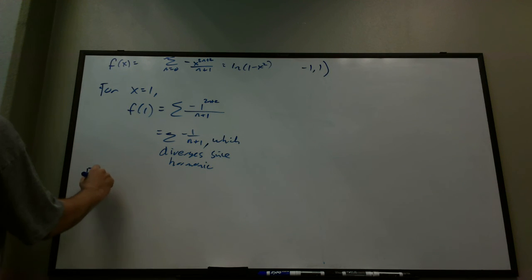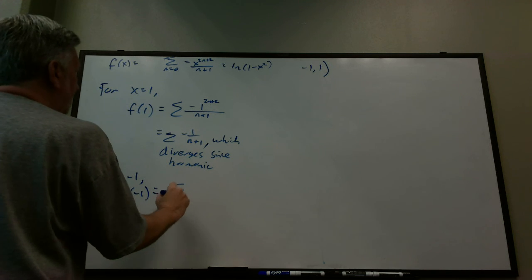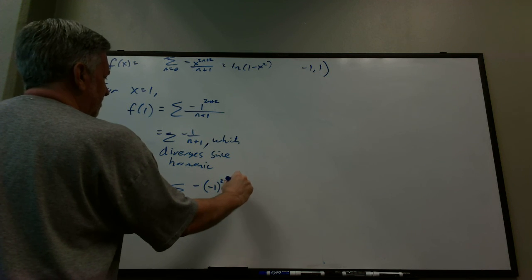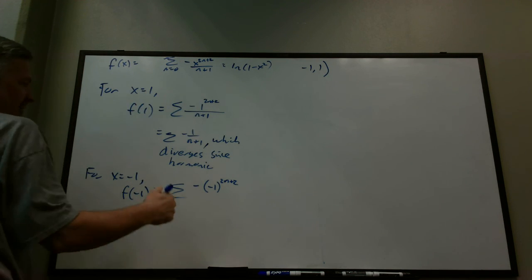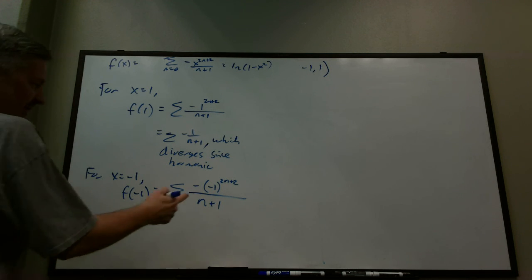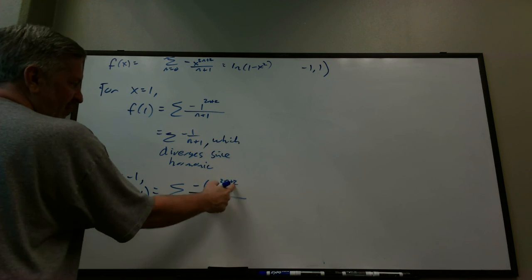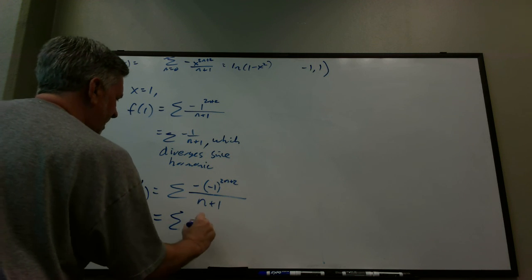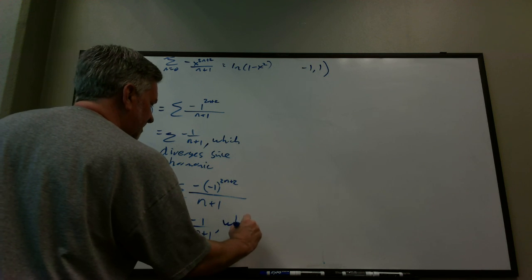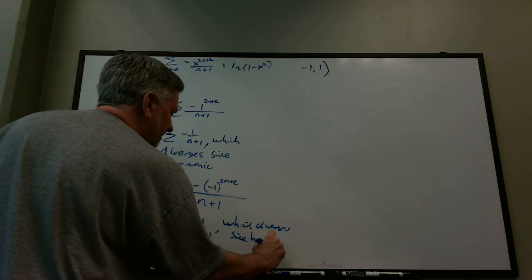Now what about the other endpoint, -1? So let's take f of -1. So this is the sum of -1 times (-1) to the 2n plus 2. So the negative out here is the negative in the problem, and I'm replacing x with -1. Now what does that turn out to be? (-1) to the 2n plus 2. 2n plus 2 is always even. -1 to an even power is 1, and so we're going to get -1 over n plus 1, which is exactly the same series we got there. So by the same reason, it diverges since harmonic.